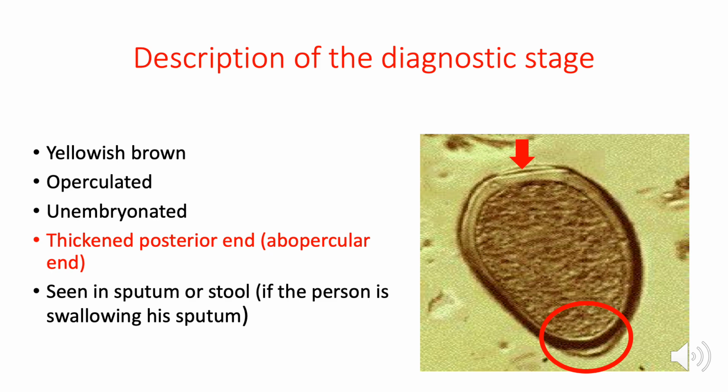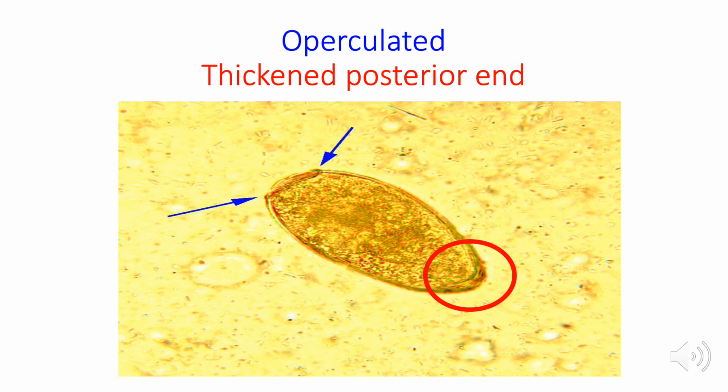So it's very important for you to memorize how to identify the Paragonimus eggs from the eggs of the other three parasites. Again, the ovum of Paragonimus is elliptical in shape, it is yellowish brown in color, and it is operculated. And for you to differentiate it from the eggs of Echinostoma, Fasciola, and Fasciolopsis, you have to check the posterior end. It should be thickened.